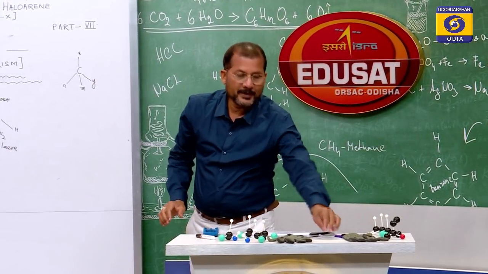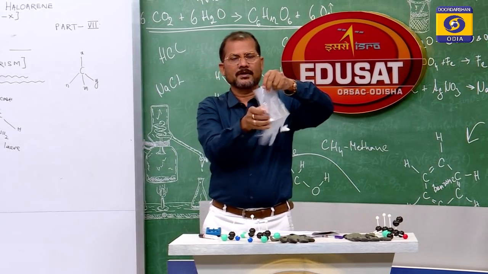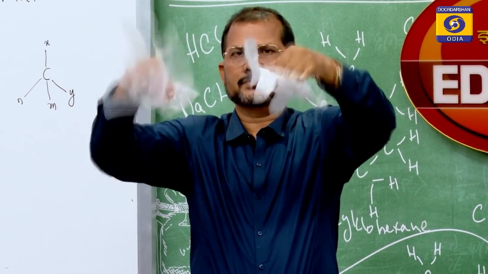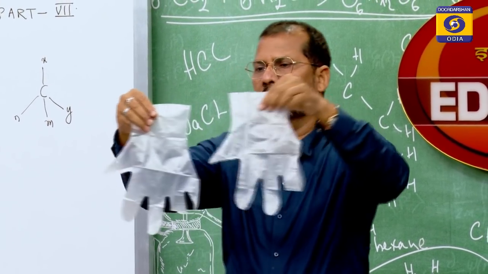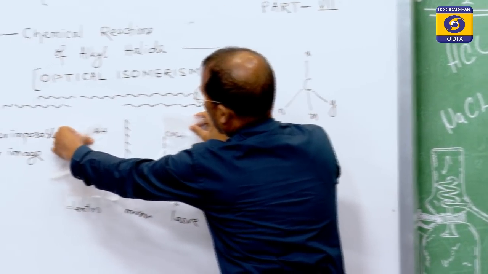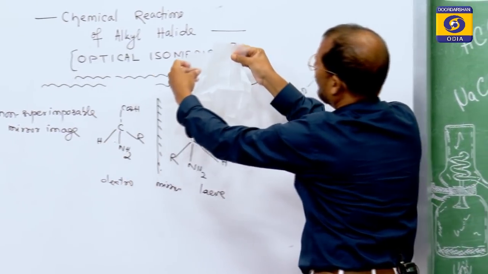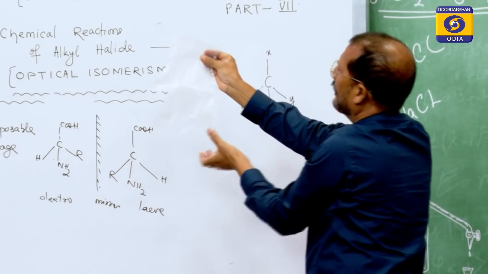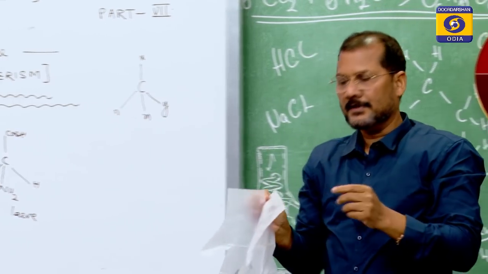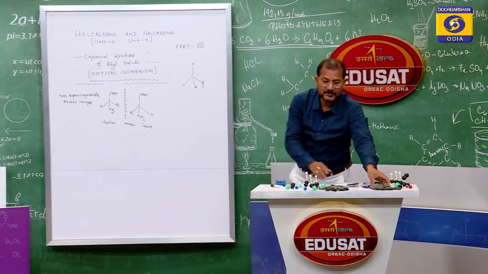So, which are superimposable mirror images and which are non-superimposable mirror images, let me show you. Suppose I am showing here two globes. These two globes have mirror images like this. If there is a mirror here, then these are the images. But if you place one over the other, they are matching. These are mirror images, but they are matching. We can put it in any of our hands. So, these are superimposable mirror images.